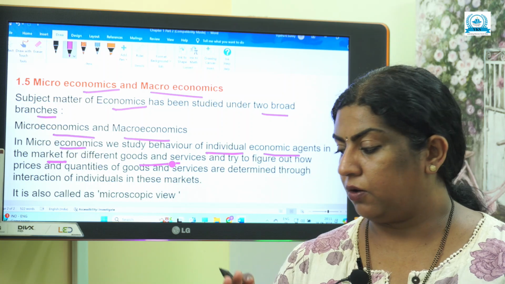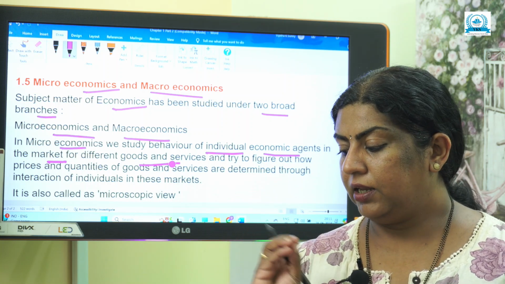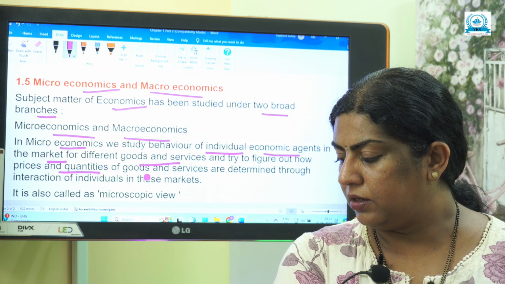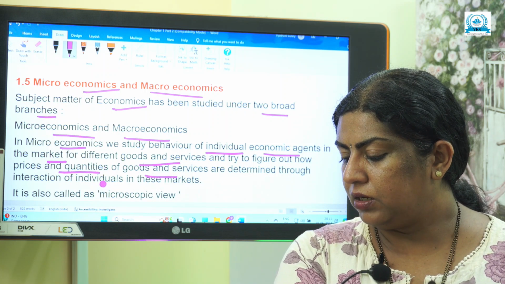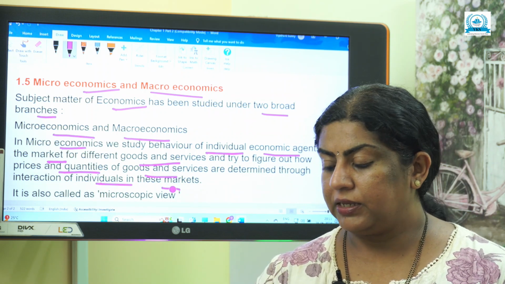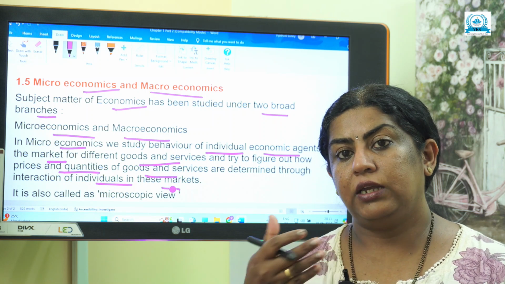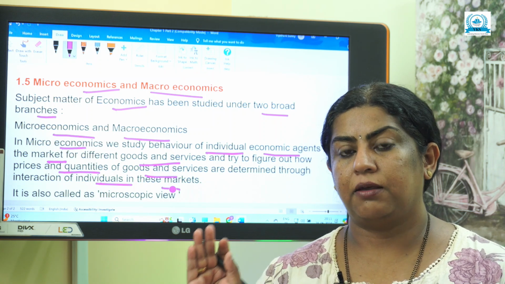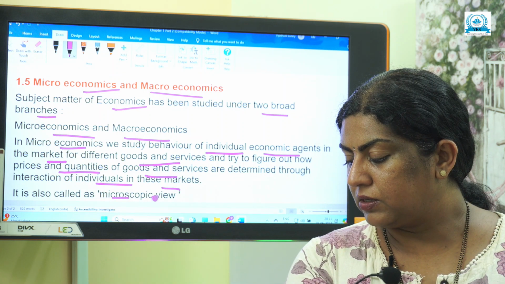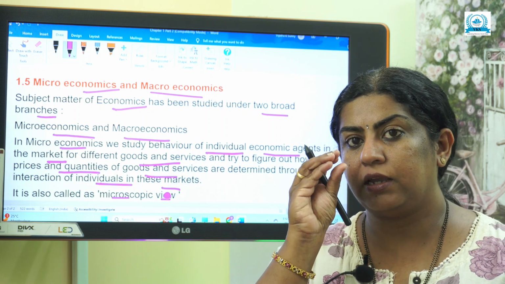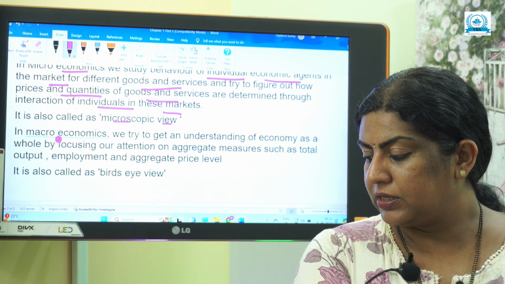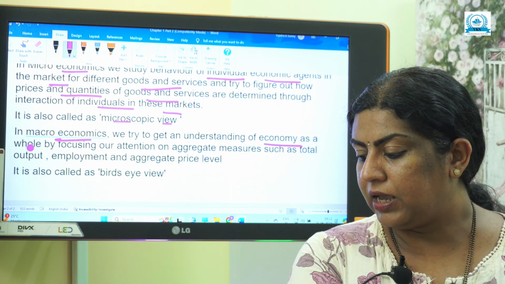We try to figure out how the prices and quantities of goods and services are determined through the interaction of individuals in these markets. So microeconomics is also called a microscopic view because it is an individual view. Whereas in macroeconomics, we try to get an understanding of the economy as a whole.